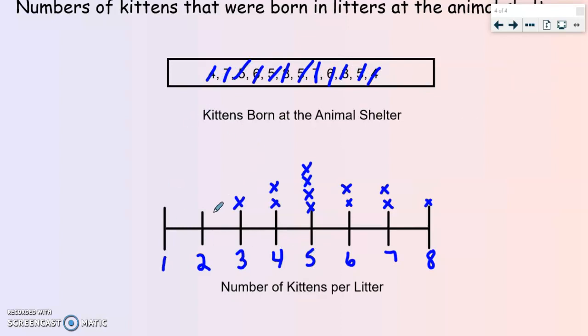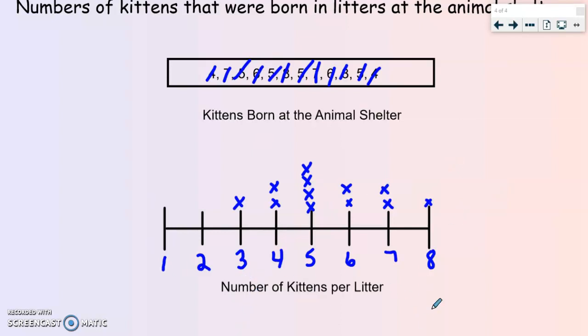And just to double check, remember we had 12 data points. That just means the numbers. So let me count my X's. 1, 2, 3, 4, 5, 6, 7, 8, 9, 10, 11, 12. So that tells me, just looking at the data plot, that there were 12 different litters of kittens born.